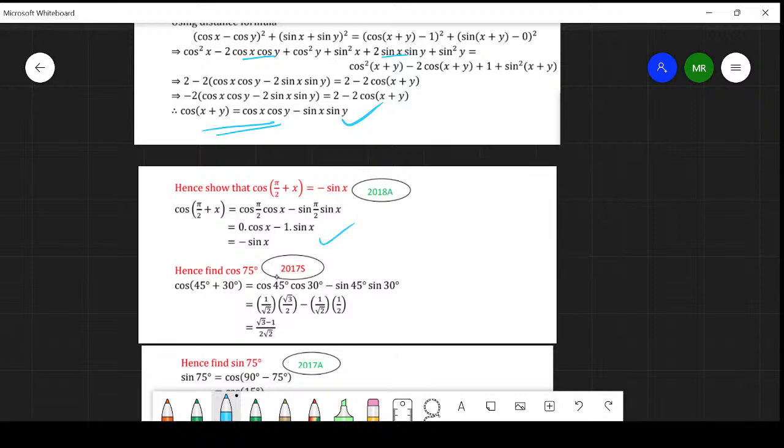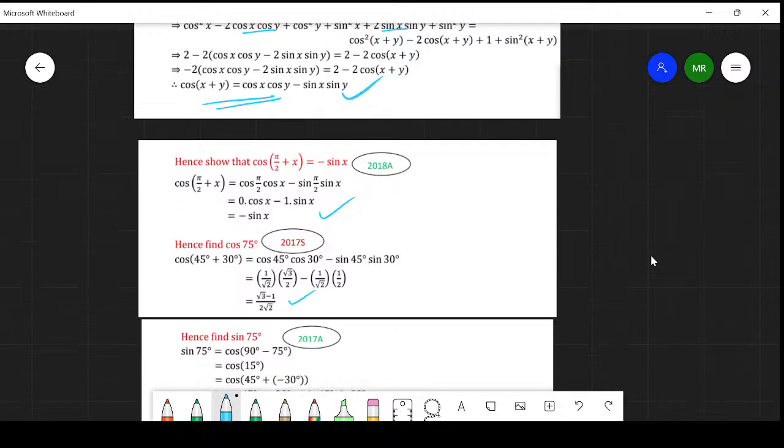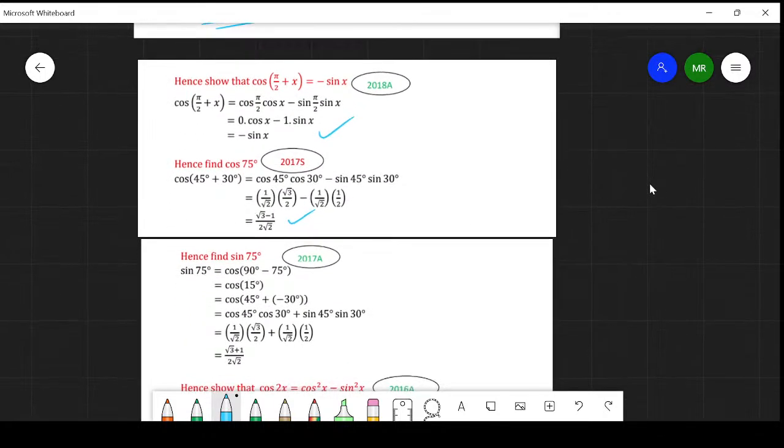Again, find cos 75 degrees. Replace 75 with 45 plus 30. Expand this: cos 45 cos 30 minus sin 45 sin 30. Substitute cos 45 as 1 by root 2, cos 30 as root 3 by 2, minus again 1 by root 2 into 1 by 2. Simplify: (root 3 minus 1) by 2 root 2.